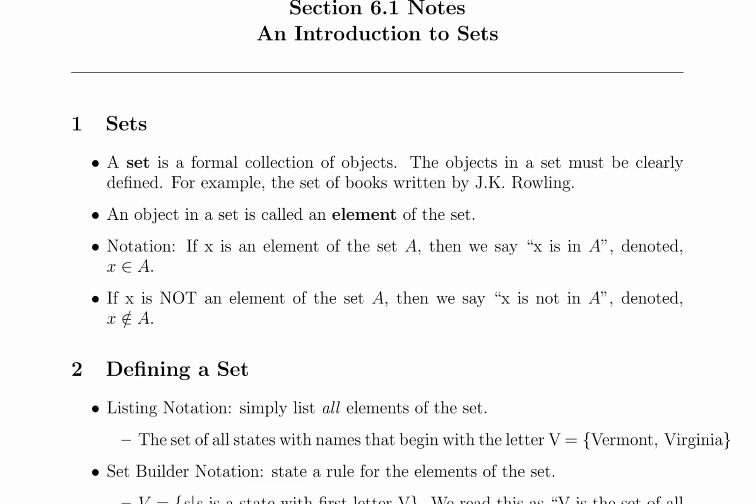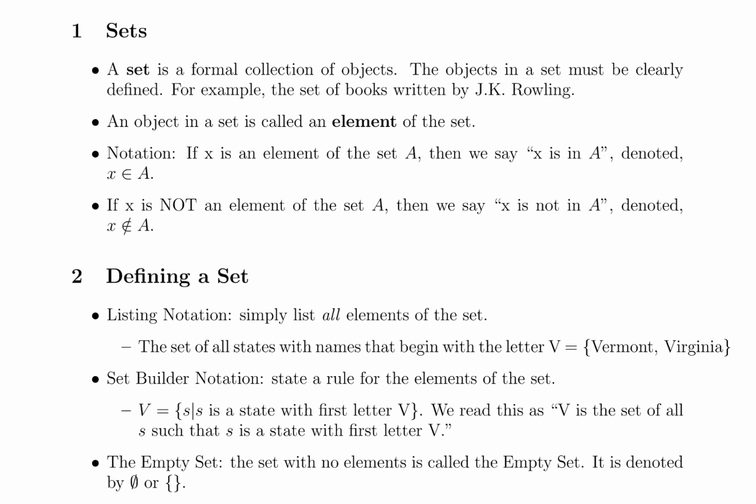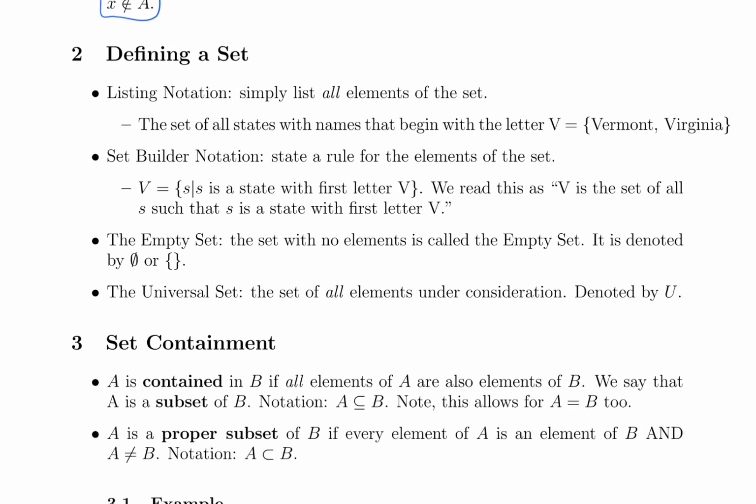If something is in a set, we say that it is an element of the set, and we have some special notation. If we want to indicate that X is an element of A, we use this ∈ symbol right here, and if we want to say that X is not in A, then we would just simply cross it out. There are a couple different ways that we can define a set.